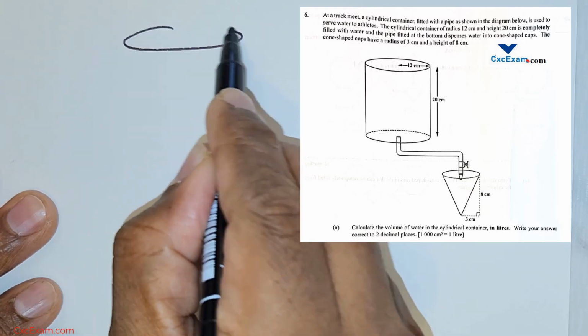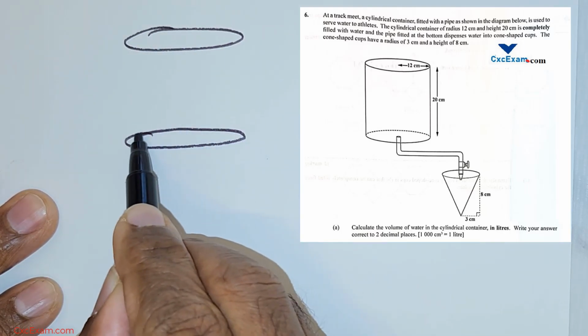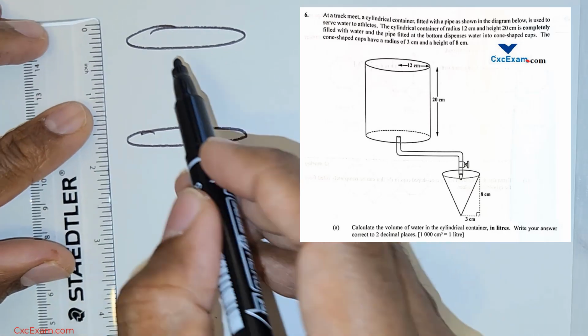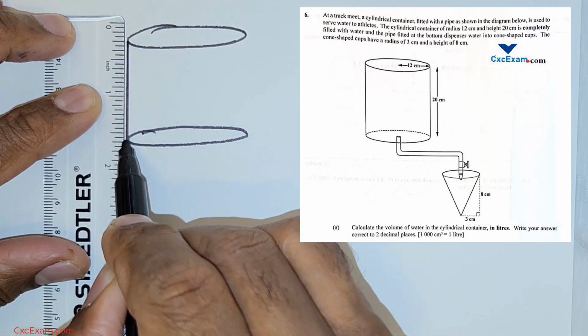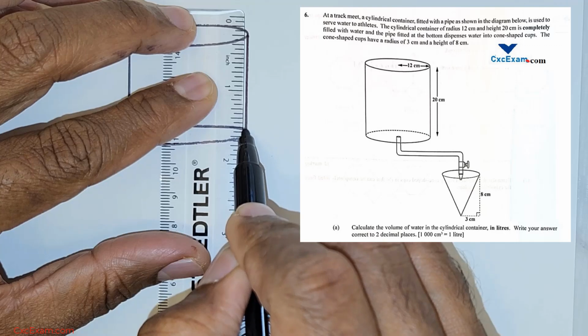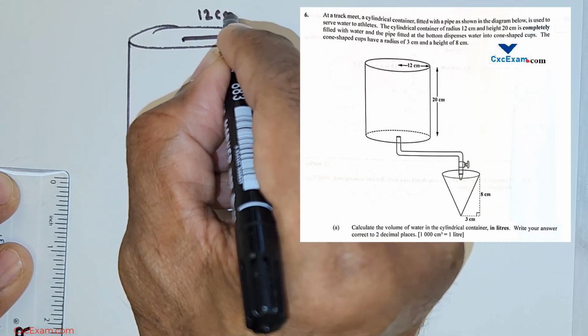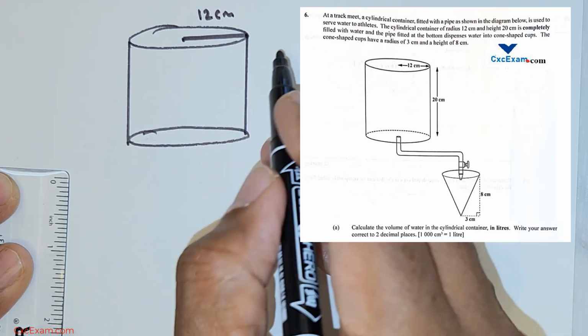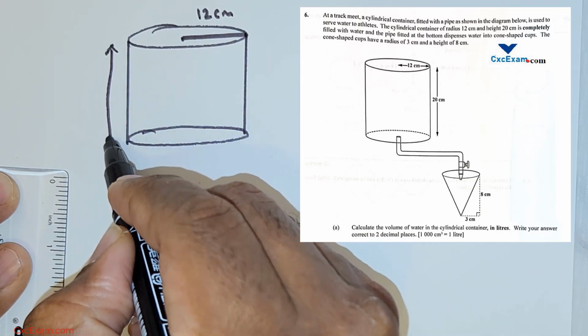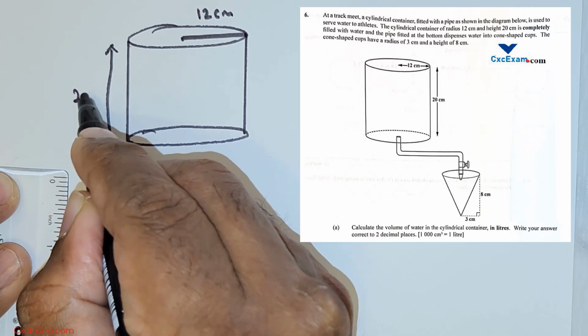Question, we have a cylinder. Let me draw the cylinder. The radius is 12 cm and the height is 20 cm.